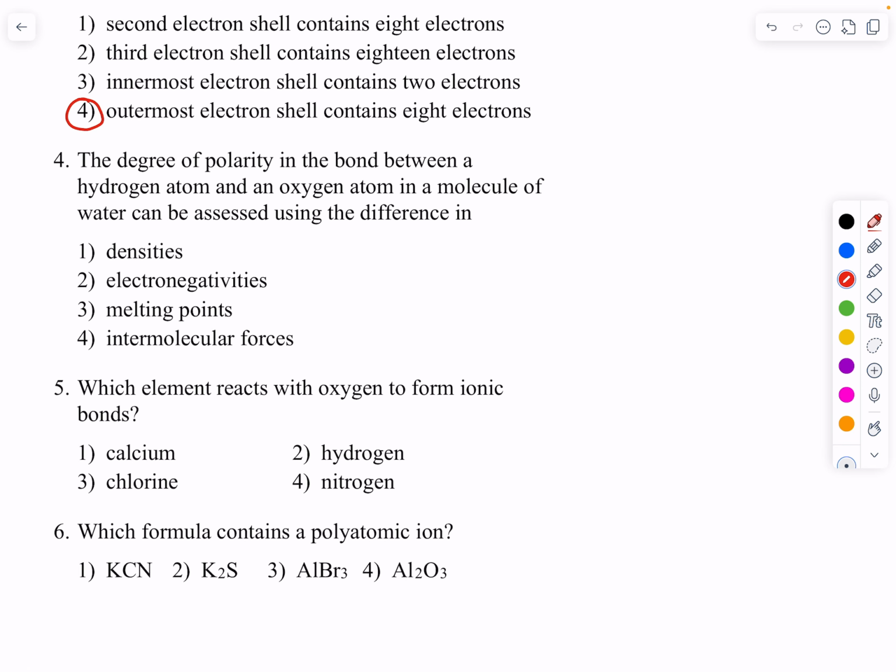The degree of polarity in the bond between a hydrogen and oxygen atom in a molecule of water can be assessed using the difference in what? How do we determine polarity? Well, first of all, we use electronegativity to determine type of bonding, and it also helps you determine the polarity, right? Which element in the compound has a stronger pull for electrons, which is going to make it unbalanced, which is what being polar is. The correct answer here is electronegativity.